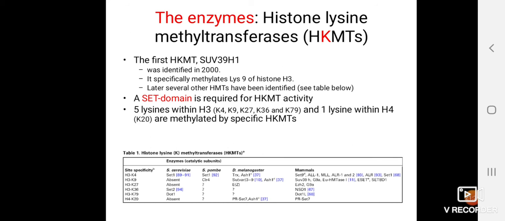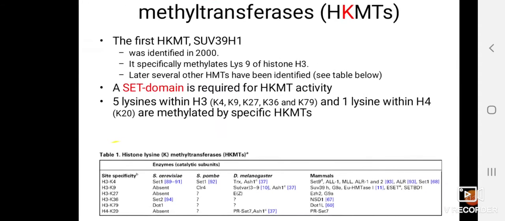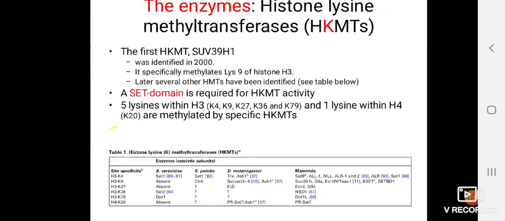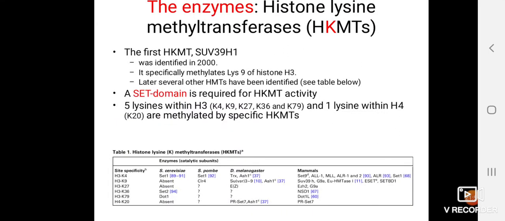The first histone lysine methyltransferase, HKMT, which was identified was SUV39H1. It was identified in the year 2000, and it specifically methylates lysine 9 of histone 3. It has a domain called the SET domain, which is required for the HKMT activity, that is the methyltransferase activity. Five lysines within H3 and one lysine within H4 are going to get methylated by these HKMTs. You can see the table.